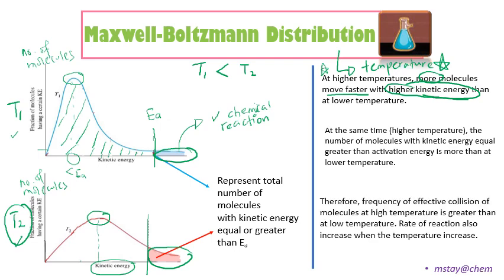Now we look at the second statement of the explanation. At the same time, at higher temperature, the number of molecules with kinetic energy greater than the activation energy is also more compared to lower temperature. When we look at the area here, the shaded area is larger, which means more molecules possess energy equal to or greater than Ea. So when we apply these two statements to the graph on the left-hand side, we know that T2 represents the reaction carried out at the higher temperature.